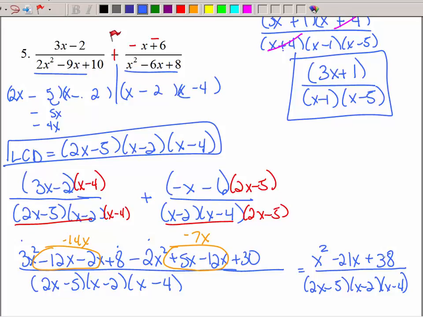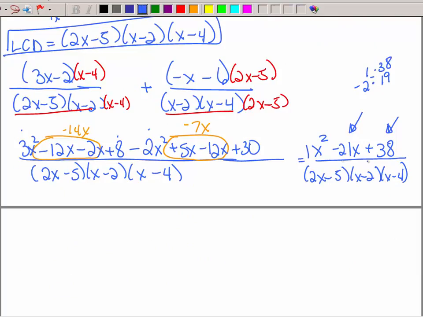Does that factor? Well, the good news is there's a 1 in there. So I just have to say, is there anything that multiplies to get 38 but adds to get a negative 21? Well, let's see. I know 1 times 38, that doesn't work. But since 38's even, 2 times 19. Hey, negative 2 and negative 19. So that does indeed factor.